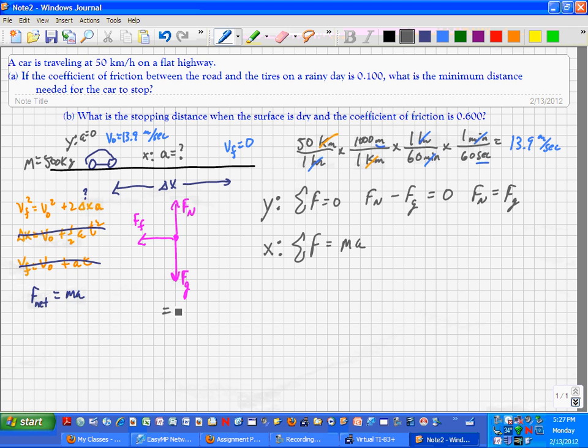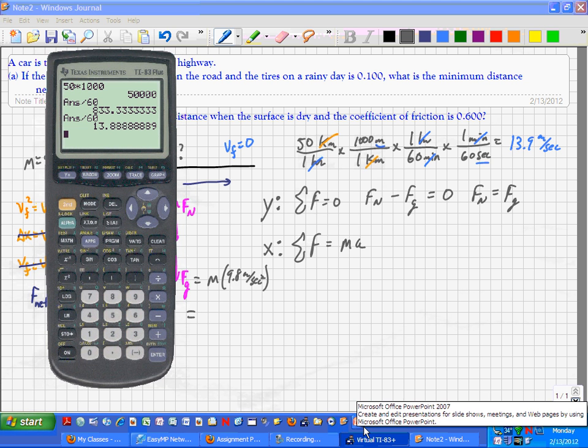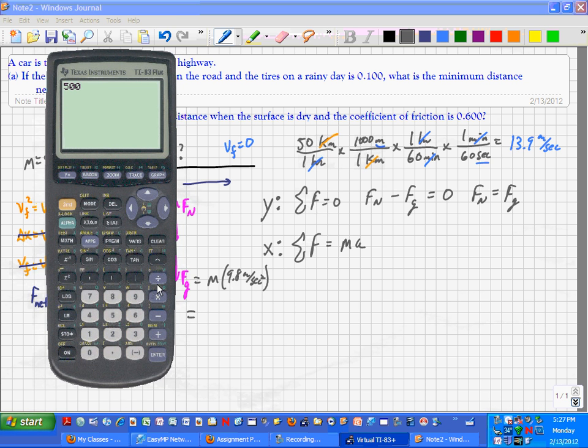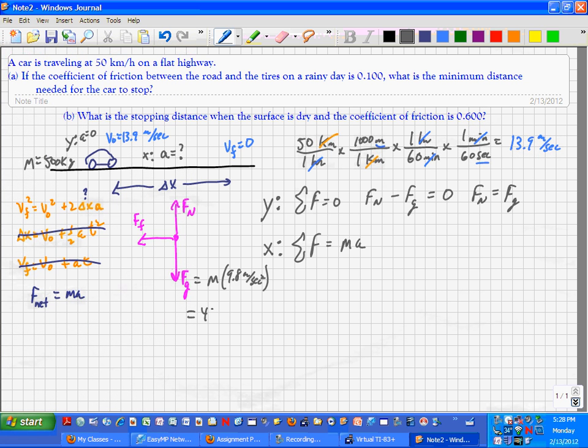That means that the force of gravity, or force of weight, I should say, is going to be m times 9.8 meters per second squared, which is going to be 500 times 9.8, which is going to be 4,900 newtons. And that means that in the x direction, my frictional force is going to be equal to, well, that makes this 4,900 also because Fn is equal to Fg.